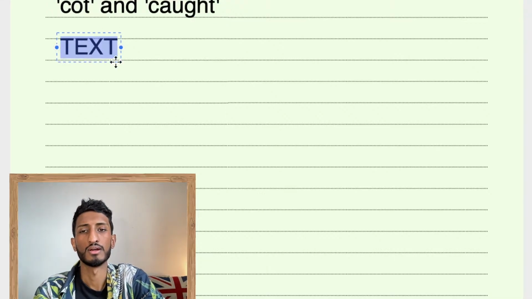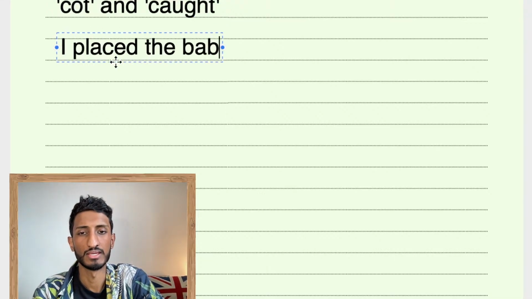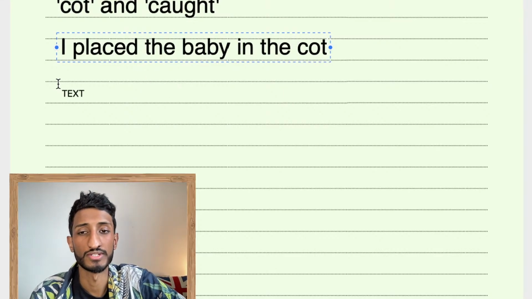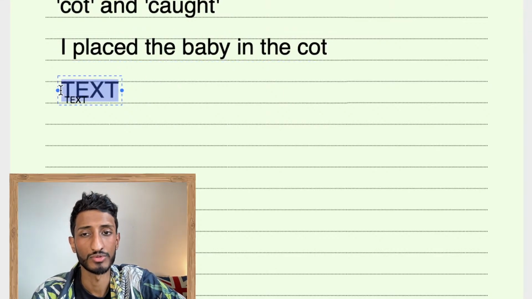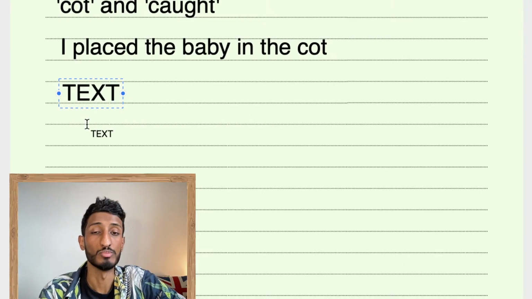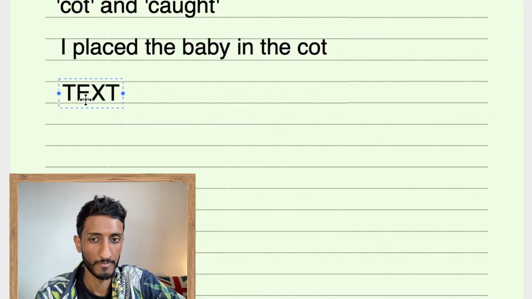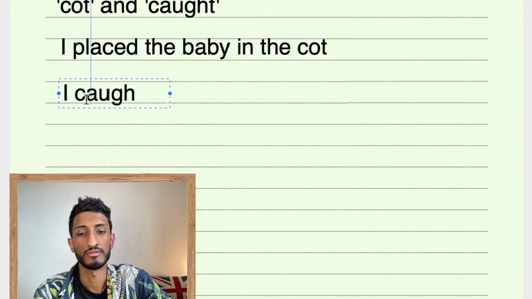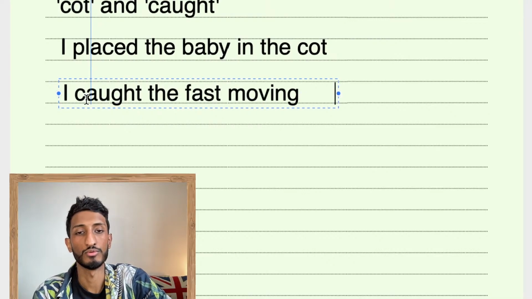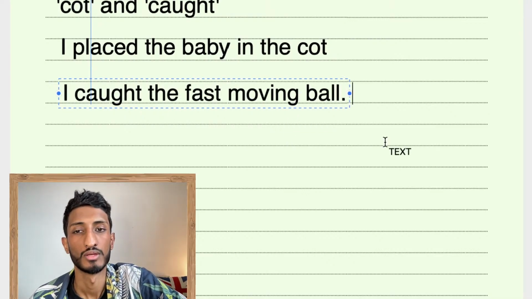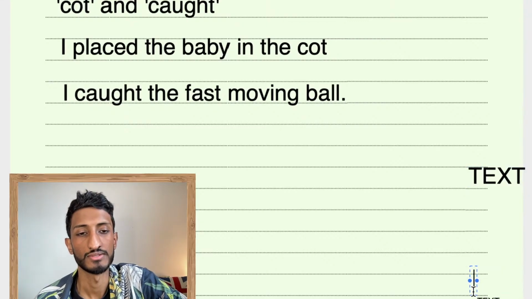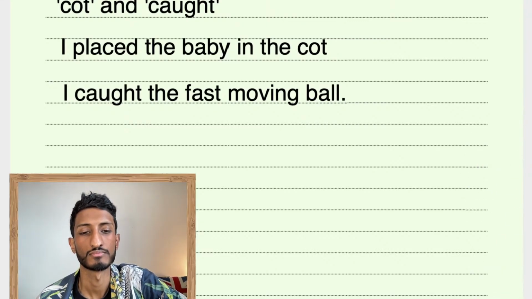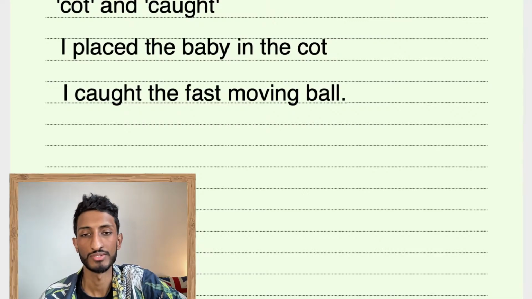So I placed the baby in the cot. Now, cot is a British term. According to my research, it's not a term that people in North America use, so it is a British term. So a cot is a small bed where babies sleep. Then let's just keep it very simple. I caught the fast-moving ball. So let's just take a look at the two differences there. I'd like you to read these two sentences out loud.